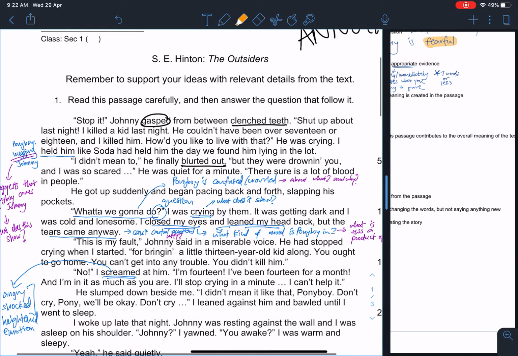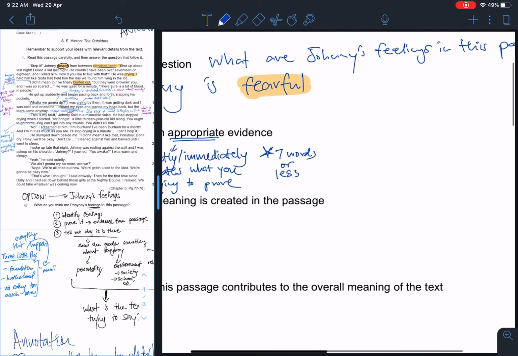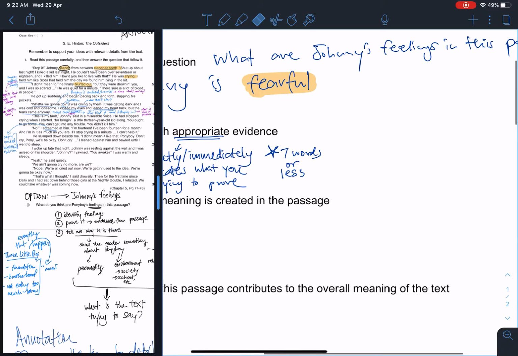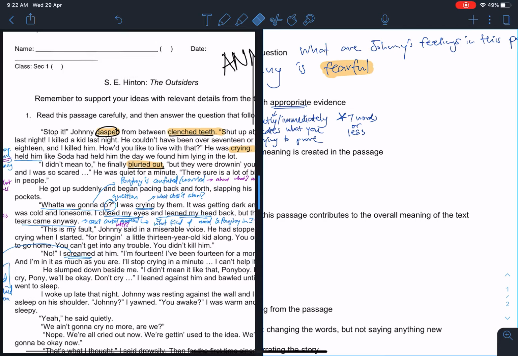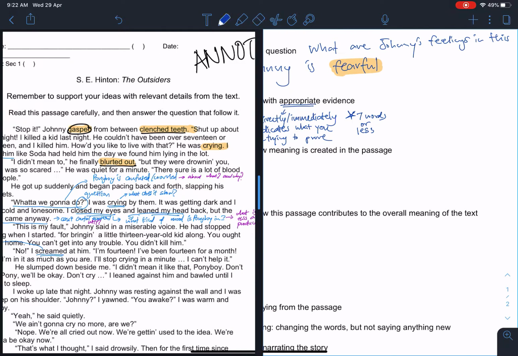So let's have a look at the passage, and I'm going to highlight all those things which show that Johnny is very scared. He gasped, he's clenching his teeth, he was blurting out, he was crying. I also look at what he says. So I have a few things that let me know that he's scared. Johnny is gasping. Gasping. He gasped. He has clenched teeth. And he is crying.